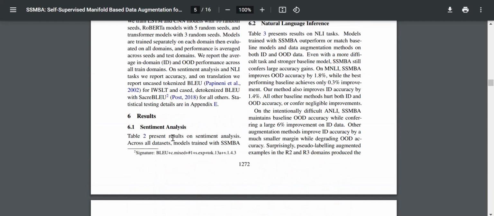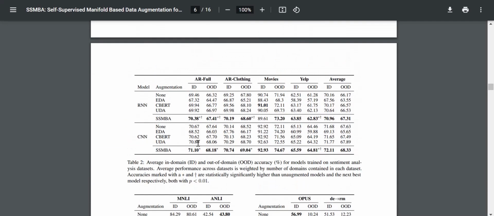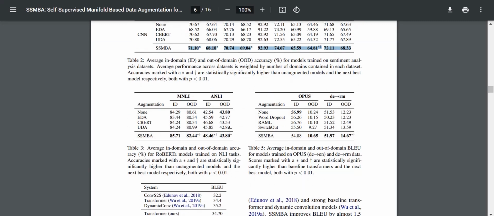So let's have a look at the results. So these are the results. In almost all of them, SSMBA is outperforming, except for movie reviews, where on the in-domain portion, the CBERT model beats it by almost a 1.5% margin. Okay, seems interesting, but still it's really outperforming everything else out here.